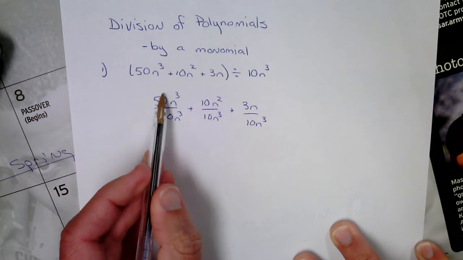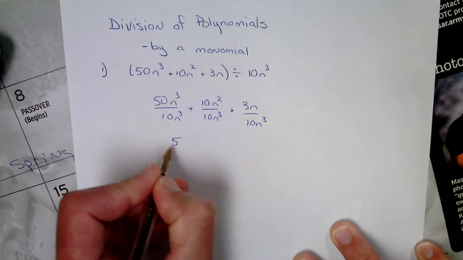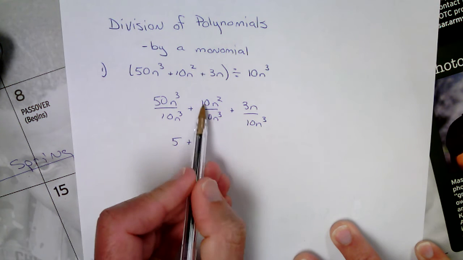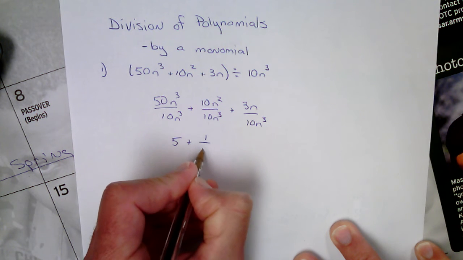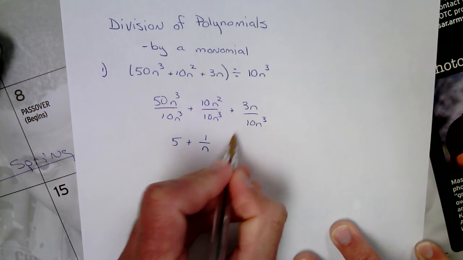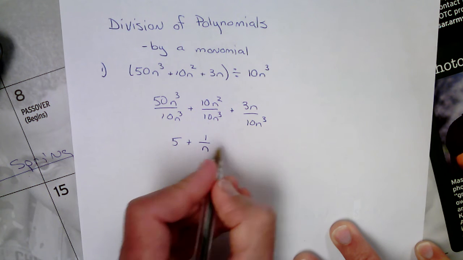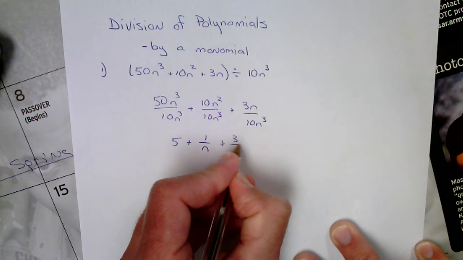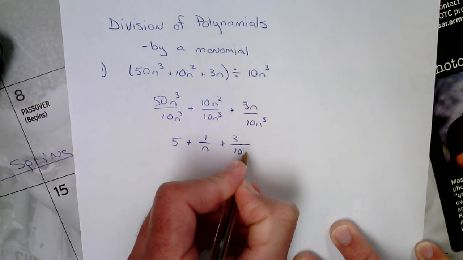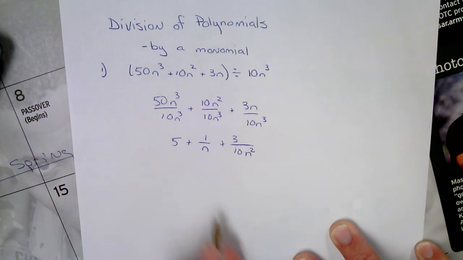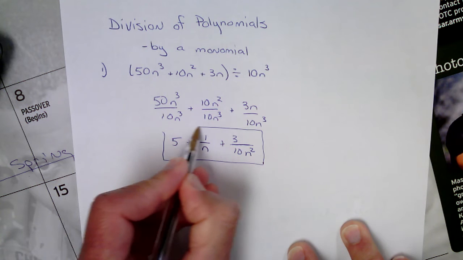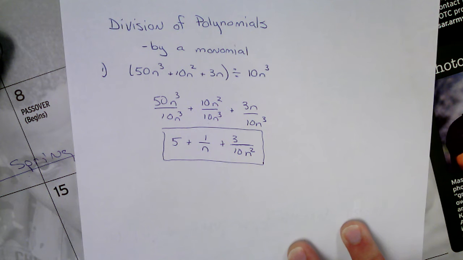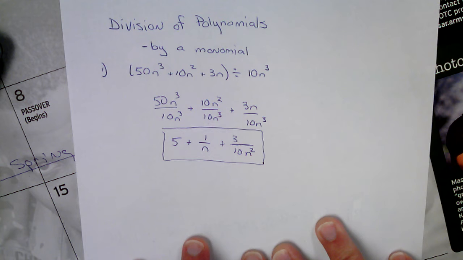So 50n to the third over 10n to the third is 5 plus, I could get rid of the 10s here, n squared and n. That leaves me with 1 over n. And when I simplify the last fraction, I end up with plus 3 tenths n squared. And ladies and gentlemen, that is it for dividing a polynomial by a monomial. All right, and that's real quick. That's real easy. That's part of what tonight's homework is.